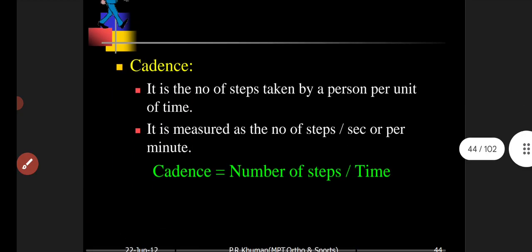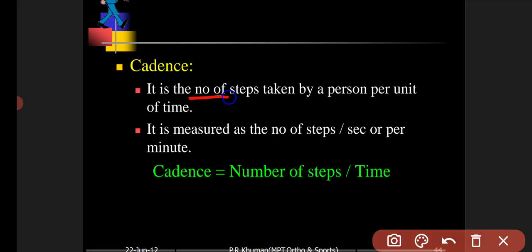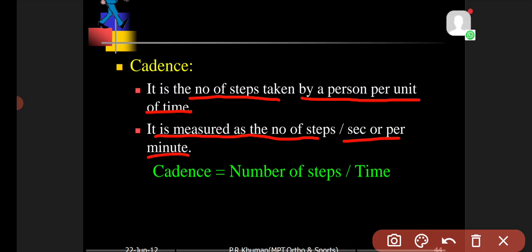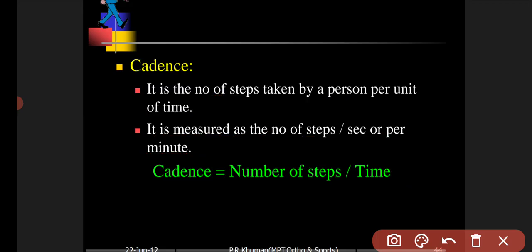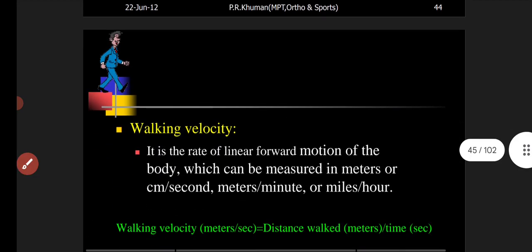Next one, the most important, is the cadence. It is the number of steps taken by a person per unit of time. It is measured as the number of steps per second or per minute, normally per minute. So what is the representation? Cadence is equal to the number of steps divided by time in minutes. It is known as the cadence.